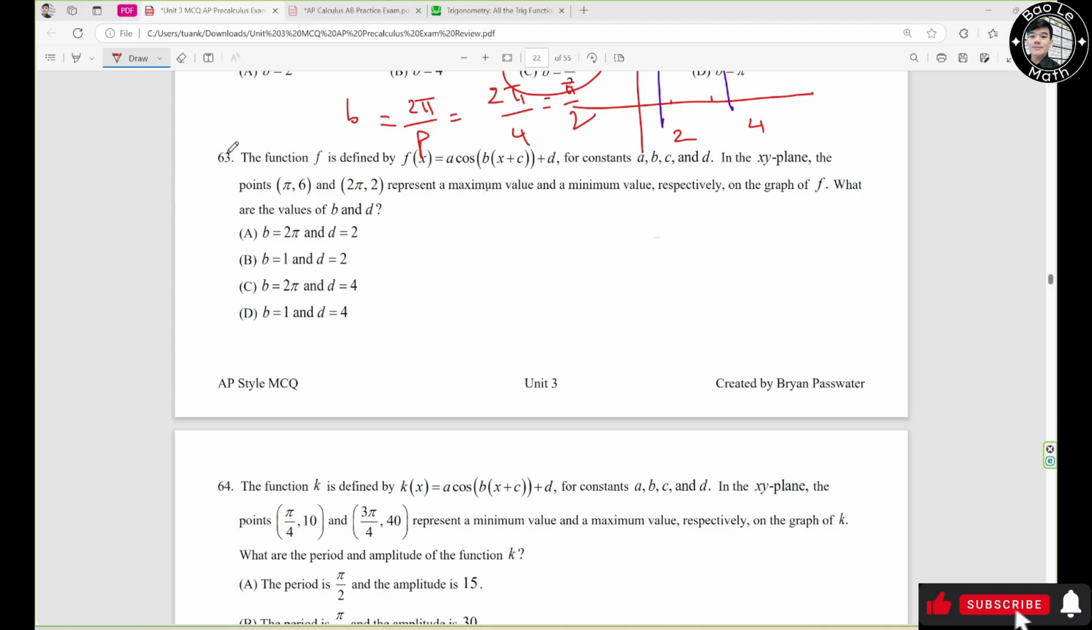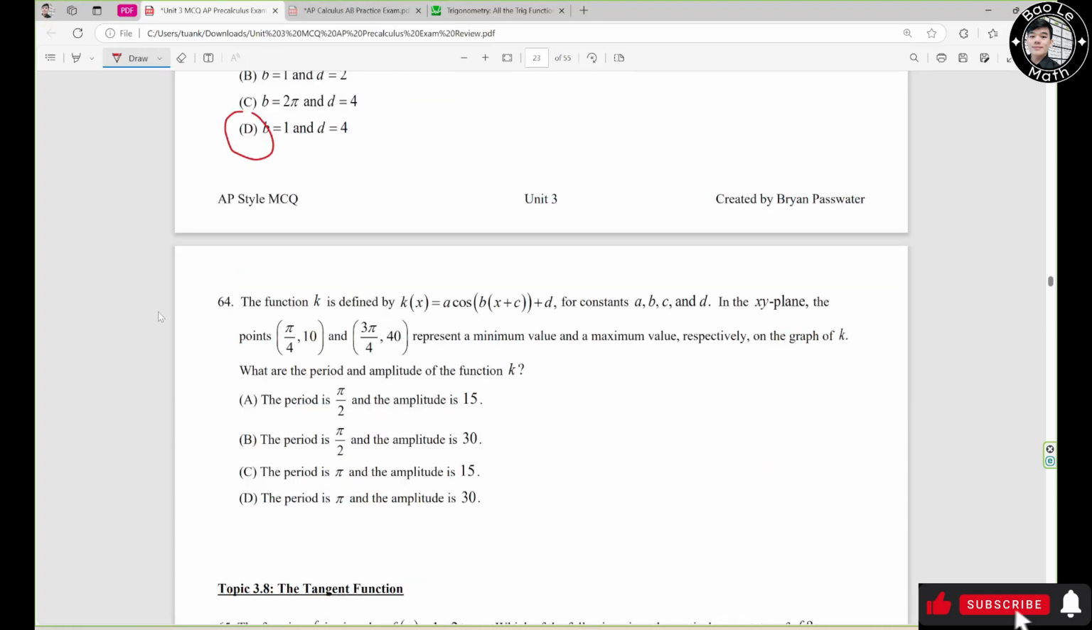Now question 63 is similar to questions 62 and 61. I'm going to leave this one for you to practice. The answer must be D. Similarly, question 64, the answer must be C. I'm going to leave this one for you to practice, and it's your time to start.